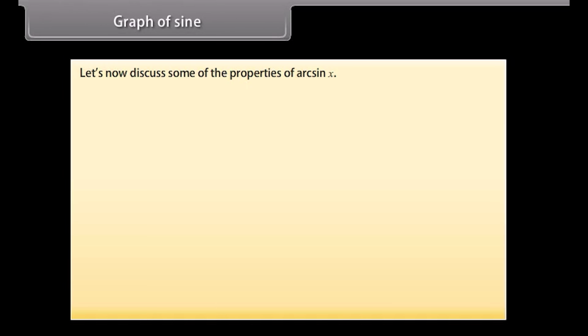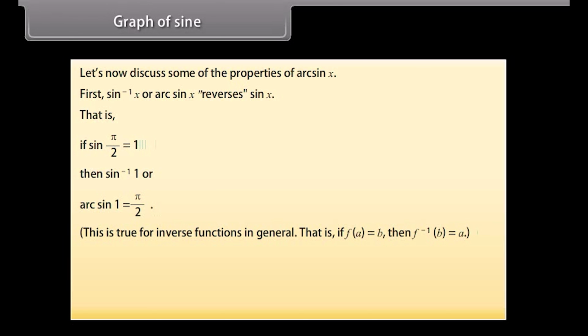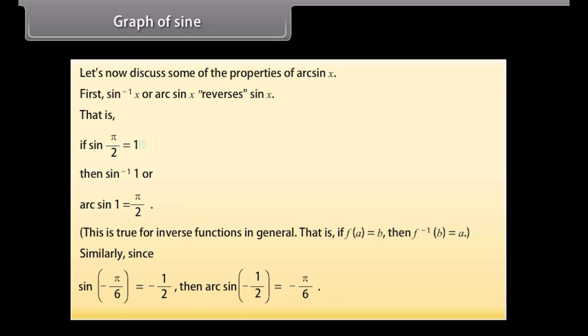Let's now discuss some of the properties of arc sin x. First, sine inverse x or arc sin x reverses sine x. That is, if sine pi by 2 is equal to 1, then sine inverse 1 or arc sin 1 is equal to pi by 2. This is true for inverse functions in general. That is, if f of a is equal to b, then f inverse of b is equal to a. Similarly, since sine minus pi by 6 is equal to -1 by 2, then arc sine -1 by 2 is equal to minus pi by 6.